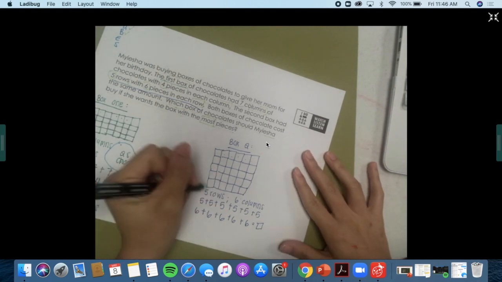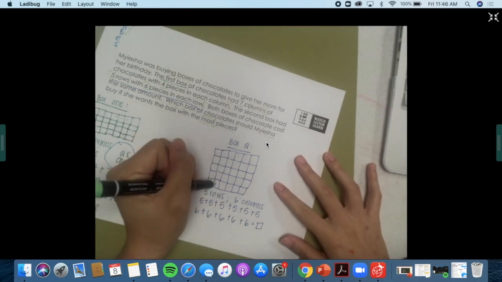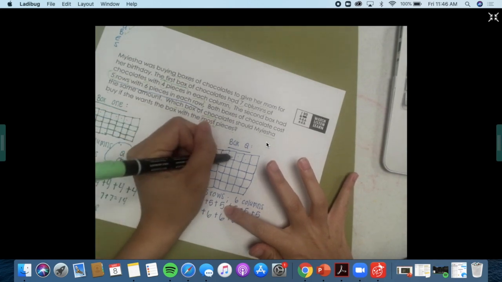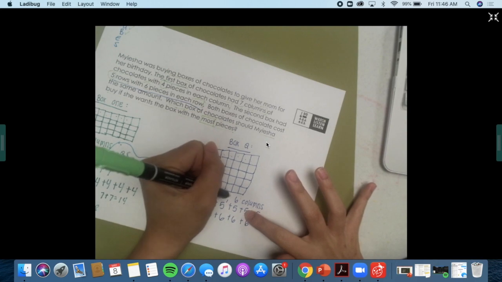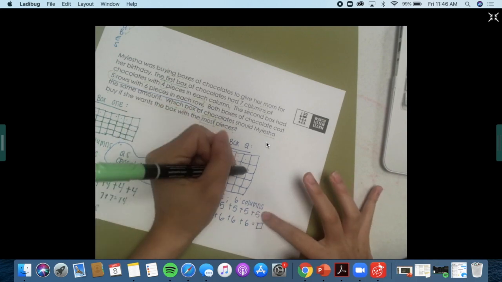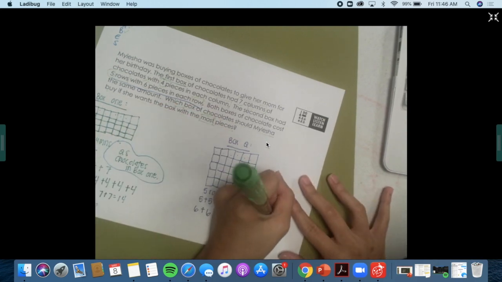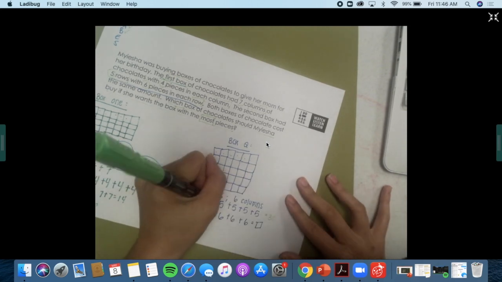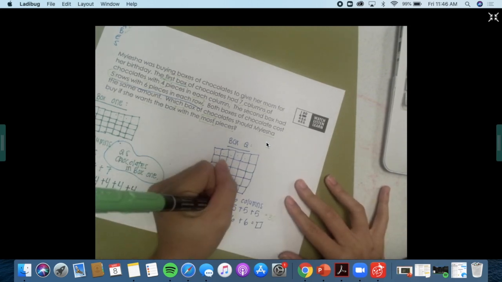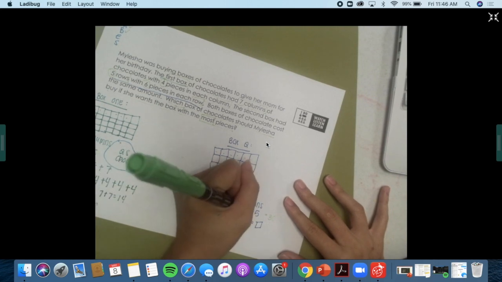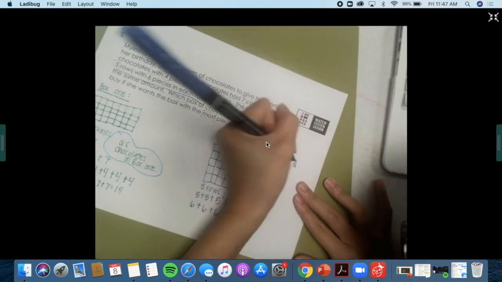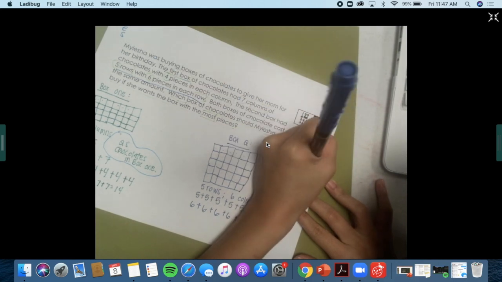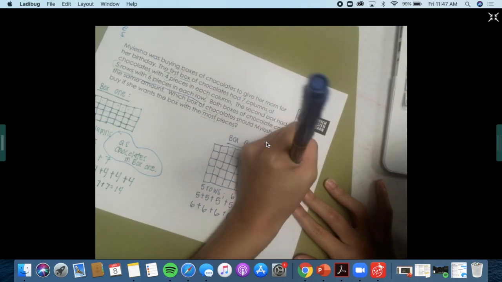So 5 plus 5 is 10. Plus another 5 is 15. Plus another 5 is 20. Plus another 5 is 25. And plus my final 5 is 30. So 10, 15, 20, 25, 30. So box 2 has 30 chocolates.